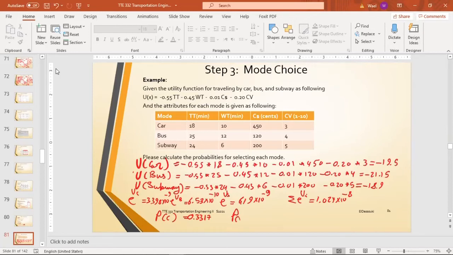Probability of using bus equals 6.19 E minus 9 divided by that, so this is 0.604. No, that's wrong. This is minus 10.